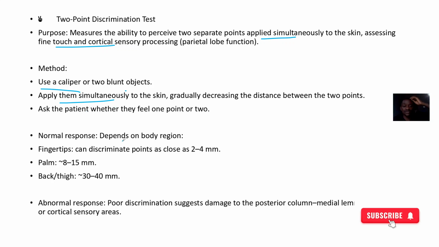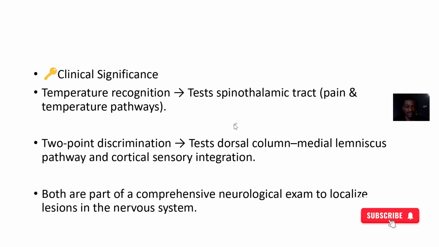So normal response is if the patient is always able to tell you the places where the object is. Then abnormal response is when the patient is not able to tell you where the object is. So this one points to a problem in the posterior column medial lemniscus pathway, or the cortical sensory areas. So this one tests the spinothalamic tract, while this one is testing the dorsal column medial lemniscus pathways. For all of them, it is basically neurological examination.